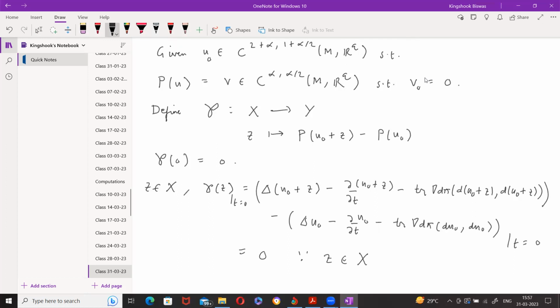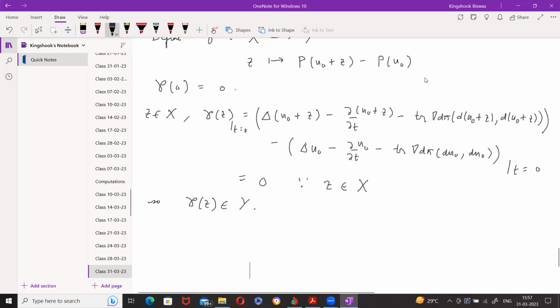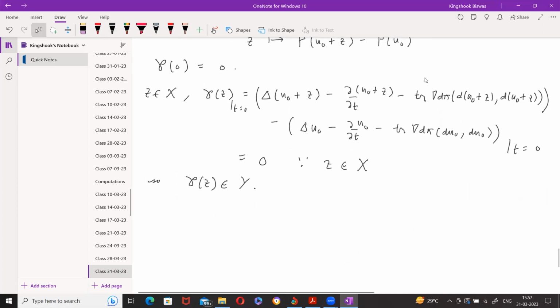So P of Z belongs to Y. So this is a well-defined map from X to Y. Sorry, not linear, non-linear map. What one has to do is actually check that. So this thing is a non-linear operator. It has a linear part which is parabolic, and then this non-linear part, right?